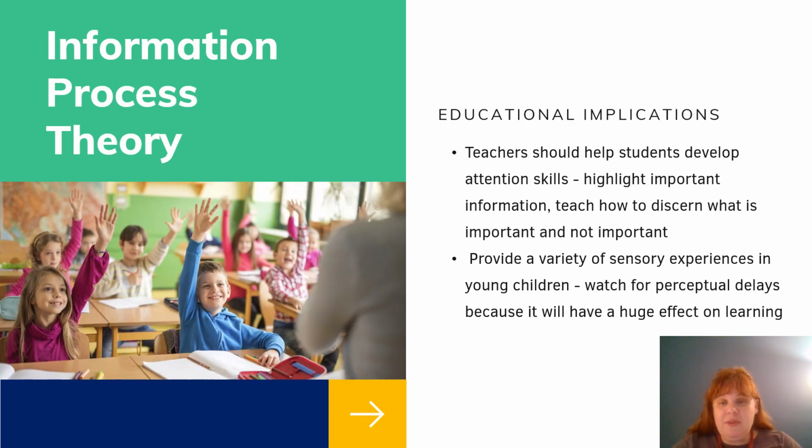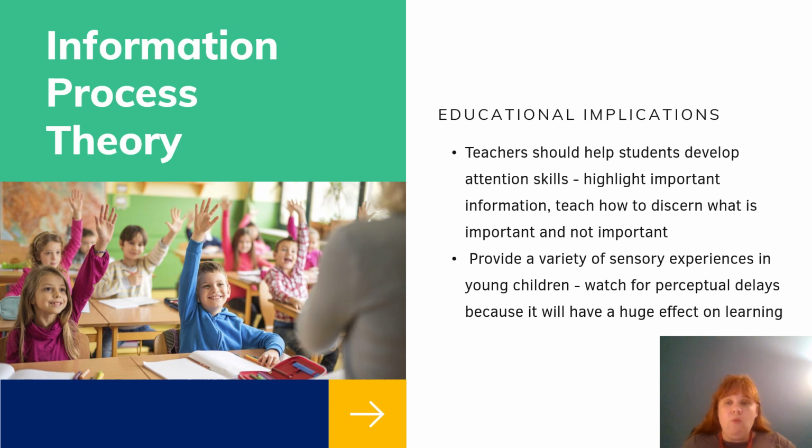So how can we help them develop executive functioning? We can help them develop their attention skills. If we're reading a chapter or presenting a lecture, we can highlight important information and say, okay, do you think this is important? Let's take a look at this. And when I say highlight important information, literally highlight it with a highlighter, or just draw their attention to it. But teach them how to discern what's important and not important. Help them learn to direct their attention, and also provide a variety of sensory experiences for young children.